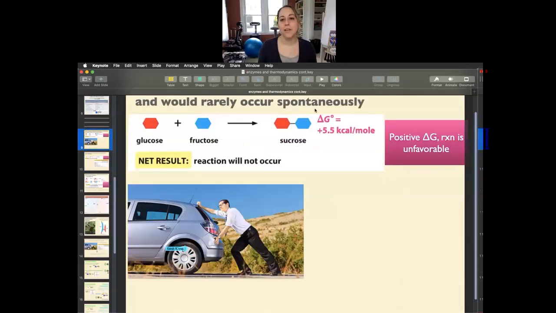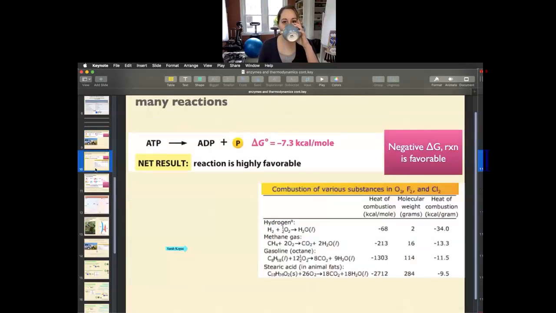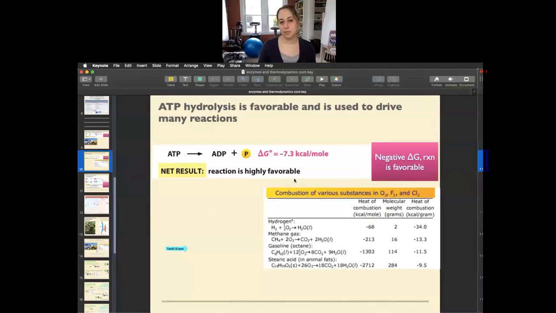And then my analogy for that, that has a positive delta G, is making a car move. And without the enzyme to make the car move, you'd have to be pushing it on your own, and that is pretty tough. That might be a positive change in Gibbs free energy. You need to put a lot of energy into it. However, we have some tricks up our sleeve.